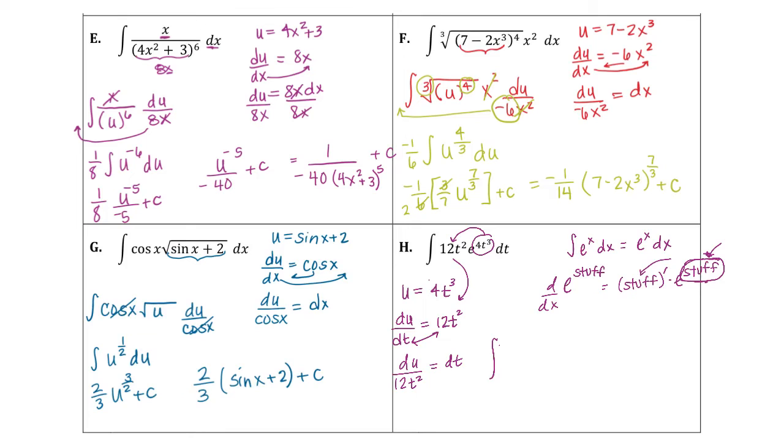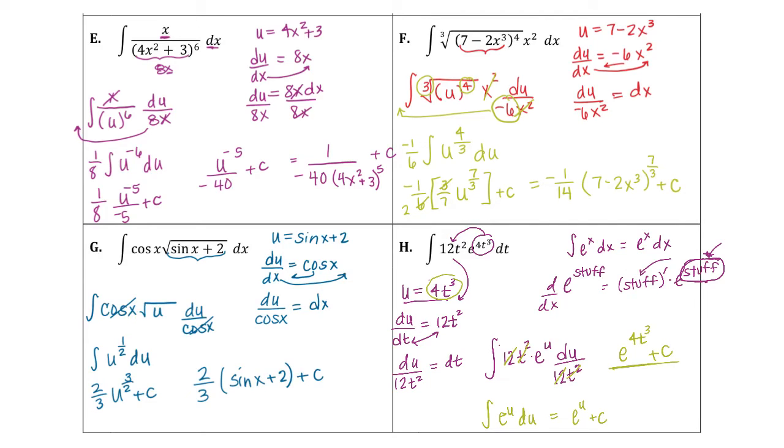Now we're ready to do our sub. So we have 12t squared times e to the u, because that exponent became u, and then dt is du over 12t squared. Notice in our canceling, both the 12s and the t squareds are accounted for. So all of this simplifies down to the integral of e to the u du, which is just e to the u, plus c because we don't have endpoints. Then go back to what u was, and that's e to the 4t cubed plus c.